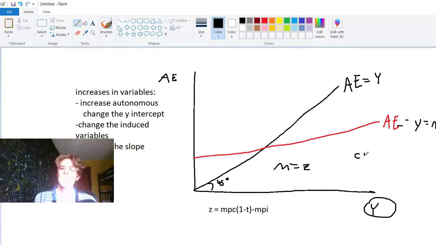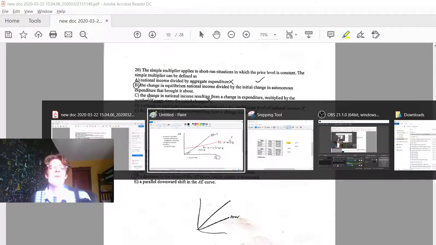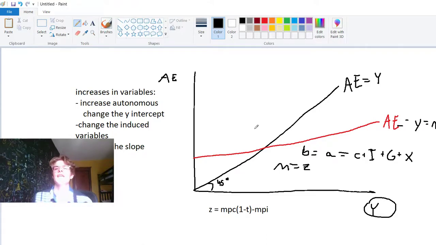So that would be little c plus I plus g plus x. That's autonomous consumption plus investment plus government spending, which includes taxes. Or no, it doesn't. Plus exports. And we sometimes refer to that as little a. So in this case, b in our y equals mx plus b is equal to a. And this x is just our national income, Y. So what is this question even asking? When we increase any of these variables, how is that going to change our AE function?